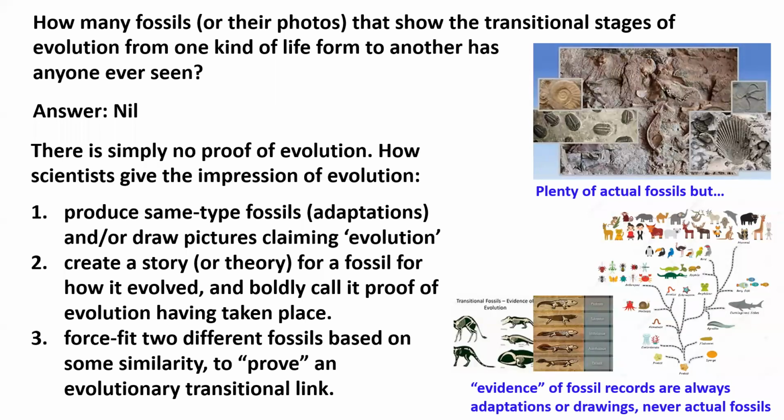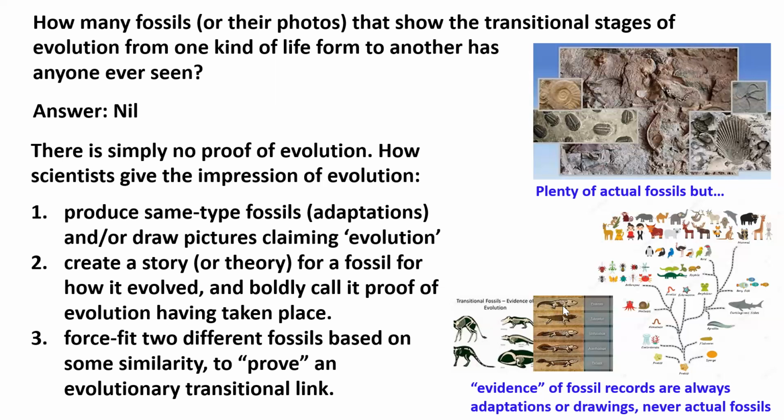Okay? And so they force-fit two different fossils based on some similarity because they both look kind of the same. And they call that proof of an evolutionary transitional link. So these are the methods that scientists, so-called evolutionists, use to create the impression that evolution is real, but actually these are tricks.